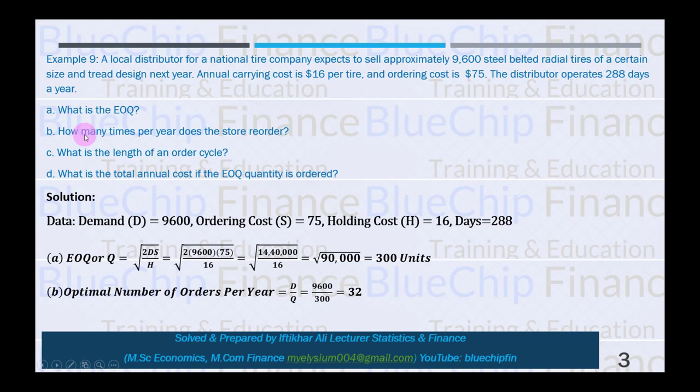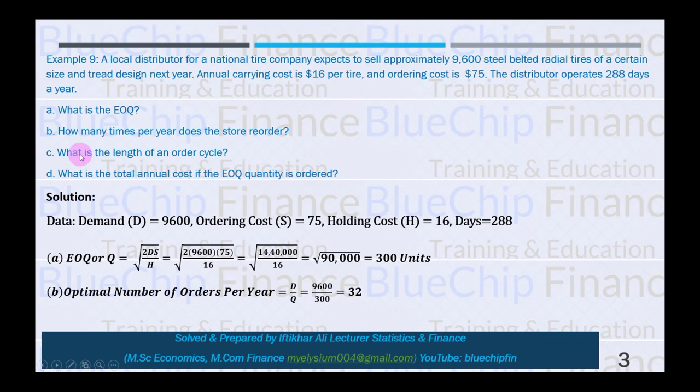And how many times per year does the store reorder? Reorder is simply the optimal number of orders per year, D by Q. Your total demand is 9600 per year, and in each order you can acquire 300 units according to EOQ. So there are 32 orders per year.